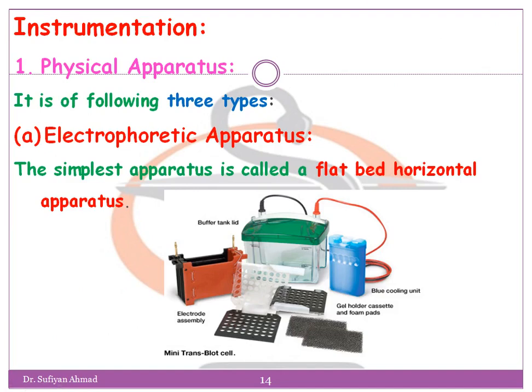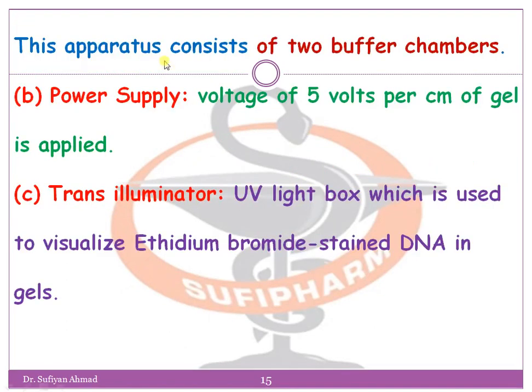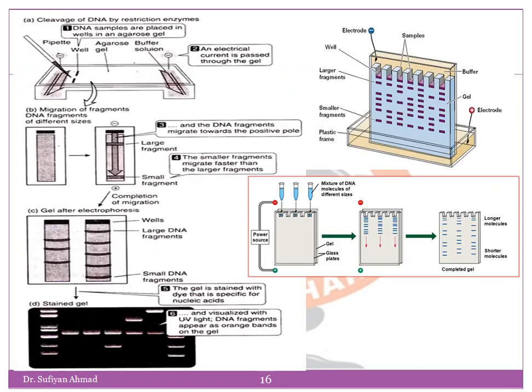The simplest apparatus is called the flat bed horizontal apparatus, and this apparatus consists of two buffer chambers, a wet port from the agarose, and a flat horizontal bed of agarose upon which small wells for sample loading are located. Second, the power supply. For standard agarose gel electrophoresis, a voltage of 5 volts per centimeter of the gel is applied, and the centimeter value is the distance between the two electrodes, not the length of the gel.